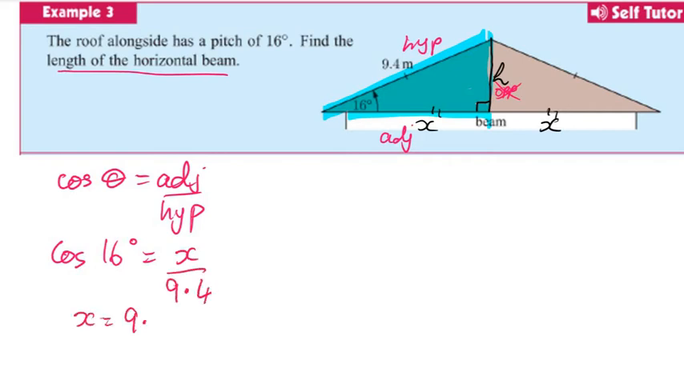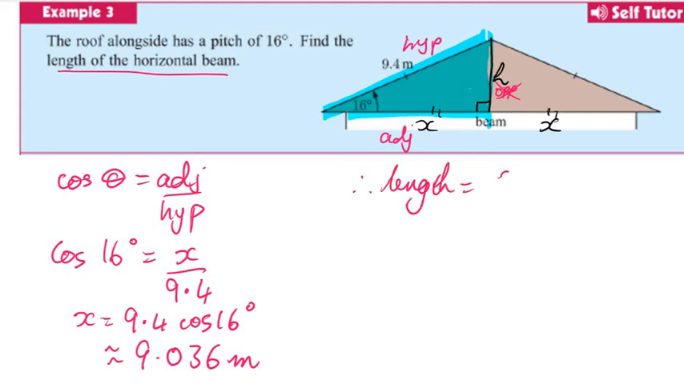So when we multiply both sides by 9.4, we get that, and that gives us an approximate half length of the beam of 9.036. But that's not the final answer, because we want to know the length of the beam, which is 2x. And when we do 2 times 9.036, we get approximately 18.1 meters to 3 significant figures.